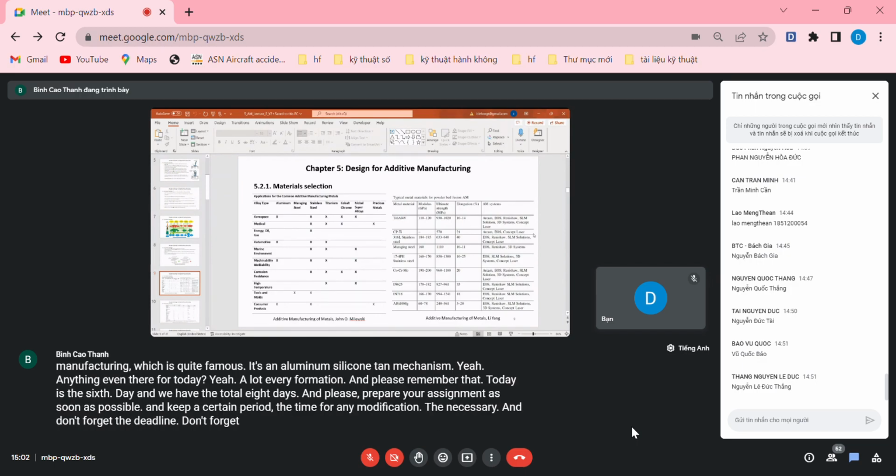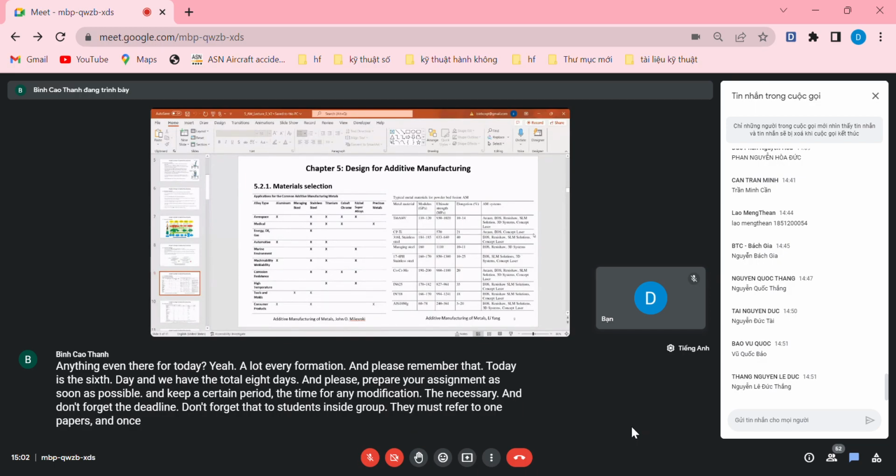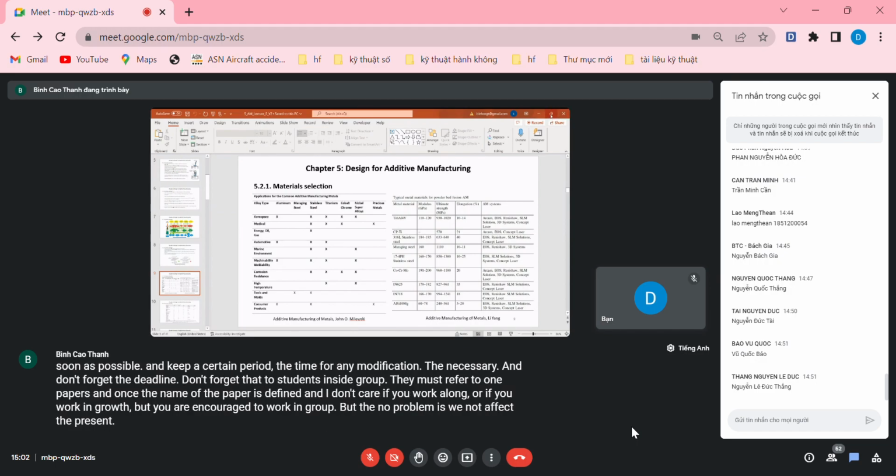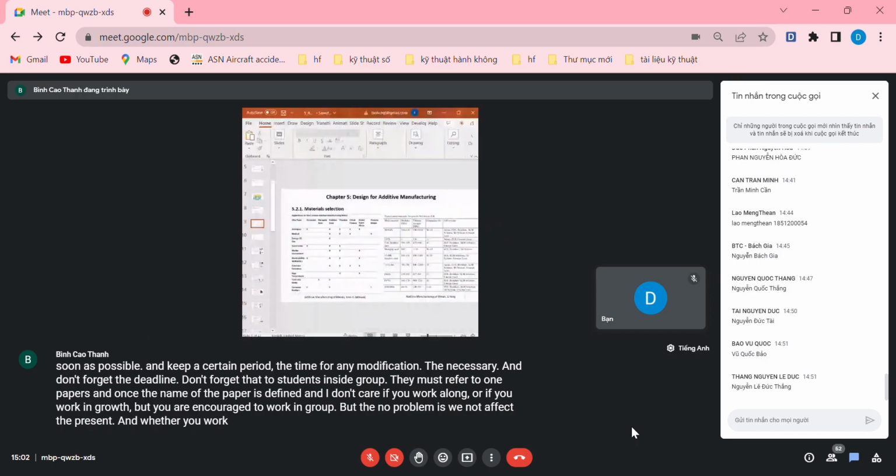Don't forget that two students inside a group must refer to one paper once the name of the paper is defined. I don't care if you work alone or in a group, but you are encouraged to work in a group. No problem, it will not affect the result whether you work alone or in a group.